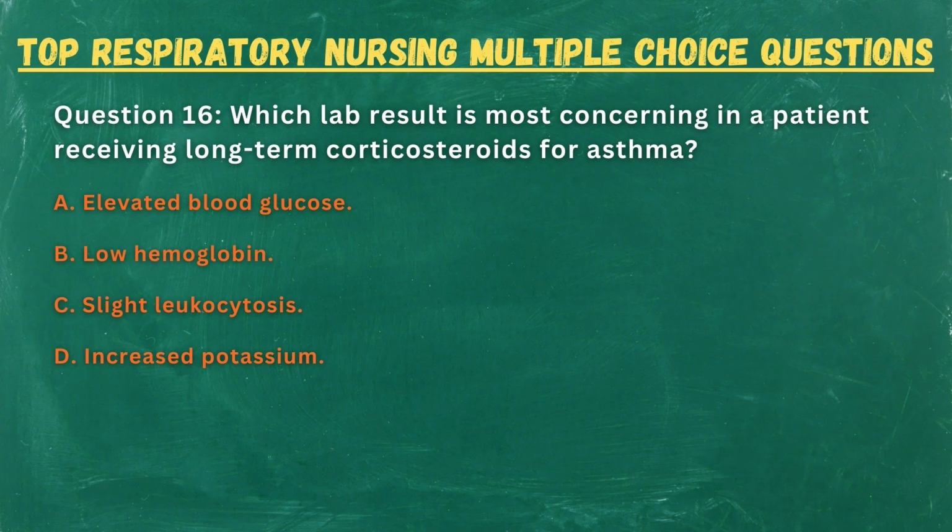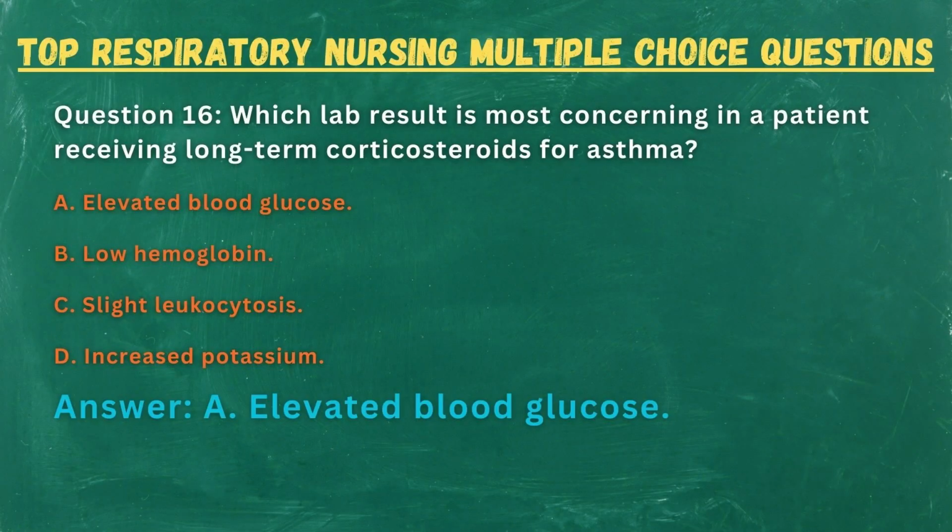Question 16. Which lab result is most concerning in a patient receiving long-term corticosteroids for asthma? A. Elevated blood glucose. B. Low hemoglobin. C. Slight leukocytosis. D. Increased potassium. Answer. A. Elevated blood glucose.